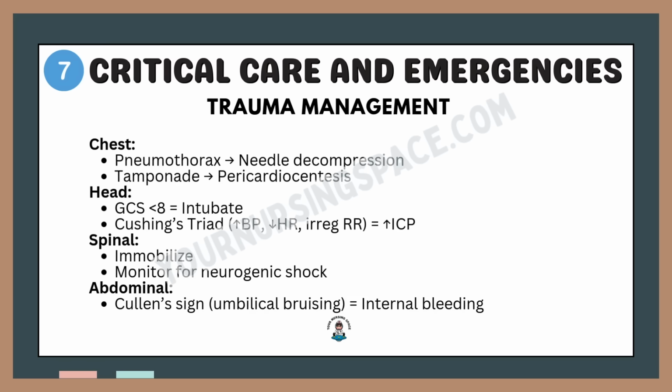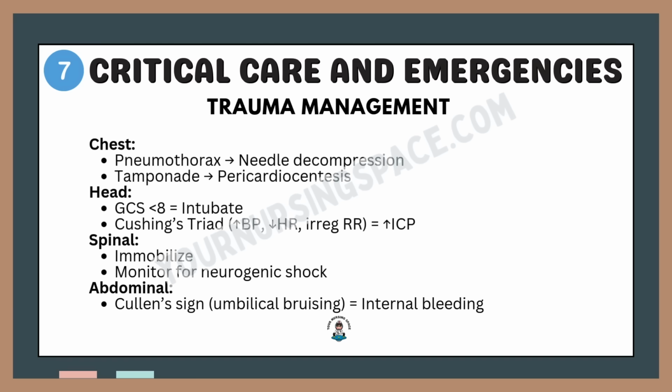Now, trauma management, quick and critical. Chest trauma might show pneumothorax, needle decompression, or cardiac tamponade, pericardiocentesis if muffled heart sounds and JVD appear. Head trauma uses GCS below 8, intubate, and watch for Cushing's triad: high blood pressure, low heart rate, irregular breathing, signaling rising intracranial pressure.